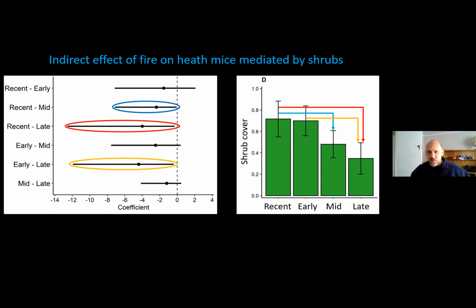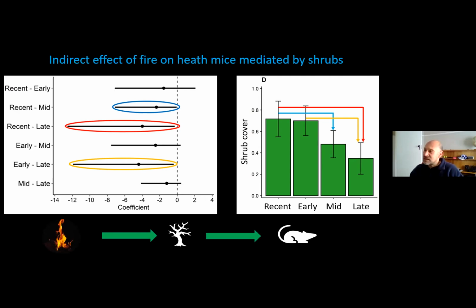So although there wasn't a direct effect of fire on heath mice, we can say that fire influences heath mice indirectly through its effect on shrubs.